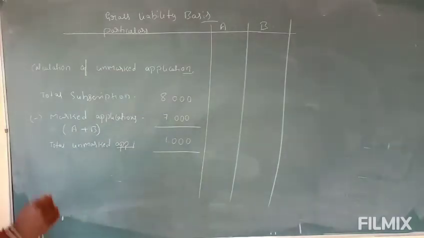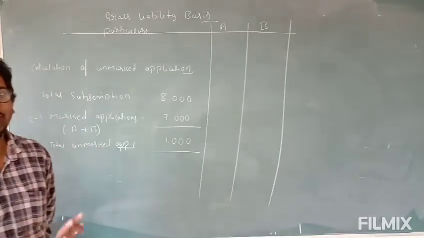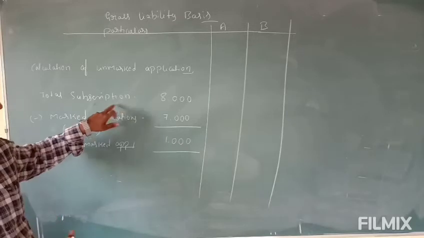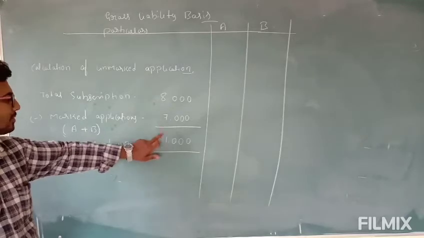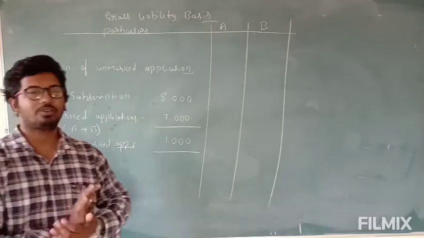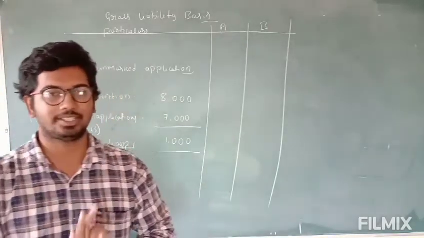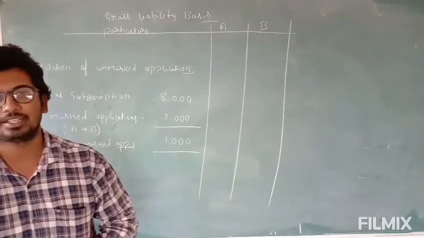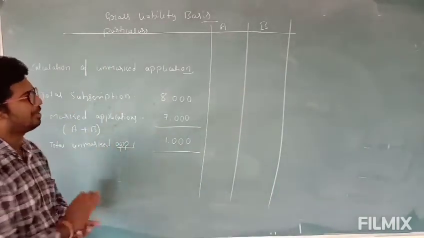So in every problem, after reading the problem, the first working note we should do is the calculation of unmarked applications. That is total subscription or shares applied by the public minus marked applications of all the underwriters. So 8,000 minus 7,000, you'll get 1,000, which is called unmarked applications. Now we are going to calculate the liability on two bases: one is the gross liability basis, another is the remaining liability basis. First we'll start with the gross liability basis.